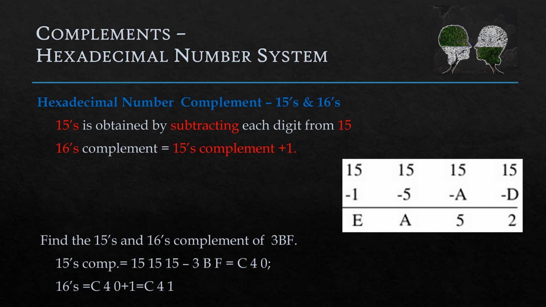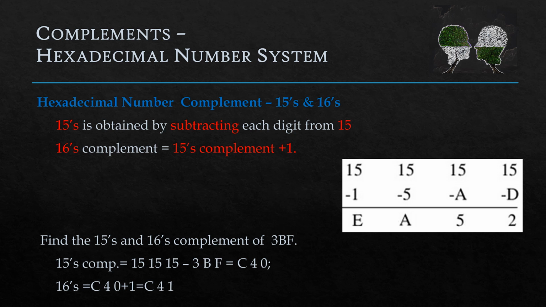The digit D actually represents the number 13, right? So we are subtracting 13 from the number 15. So we'll be getting 2. Then A, the actual value is 10. So 15 minus 10, we'll be getting the value as 5. Then 15 minus 5, we'll be getting the value 10. 10 is represented in hexadecimal as A. So the answer is A. Then 15 minus 1, we'll be getting it as 14. 14 is represented as E in hexadecimal system, right? So we'll be getting the value as EA52.